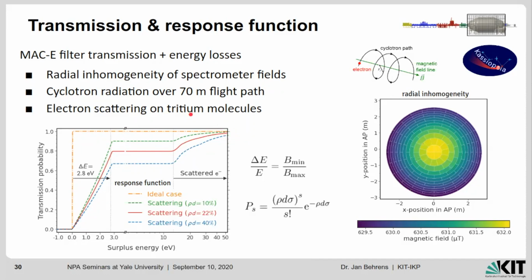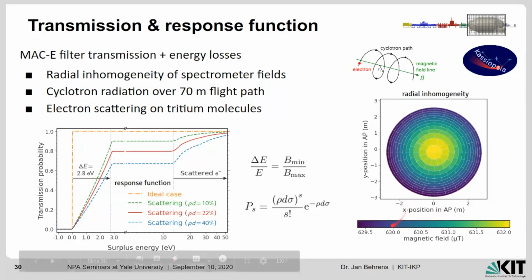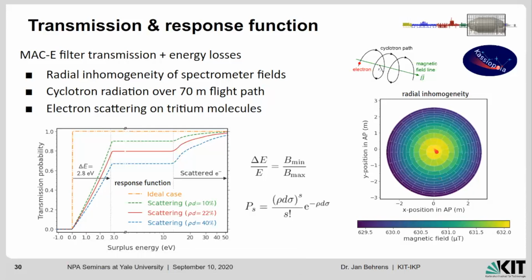And in addition to that, we also have cyclotron radiation over the 70-meter long flight path between source and detector in the high magnetic field. So electrons also lose energy through cyclotron radiation. But the more important part is electron scattering. And also we have some radial inhomogeneity of the spectrometer field, which is shown here. So this is a pixel map of our detector, and it shows the magnetic field at the center of the spectrometer towards the outside. And you can see there's some radial inhomogeneity, which can be investigated and measured by calibration sources. And our pixelated detector allows us to resolve this radial inhomogeneity. And then essentially in the fit, we have different response functions for the different pixels and can treat these effects individually.